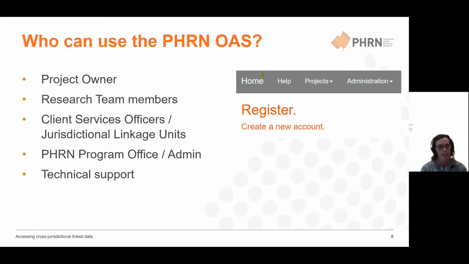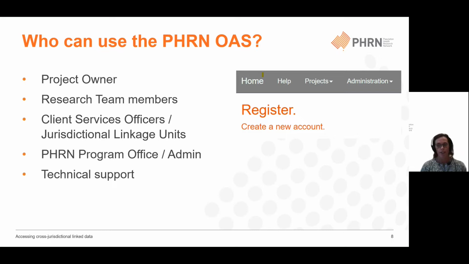Client services officers from the jurisdictional data linkage units who are registered users use the PHRN online application system to review submitted quotes, EOIs and applications. They also upload cost estimates, comments, provide feedback and manage approvals and agreements within this system.